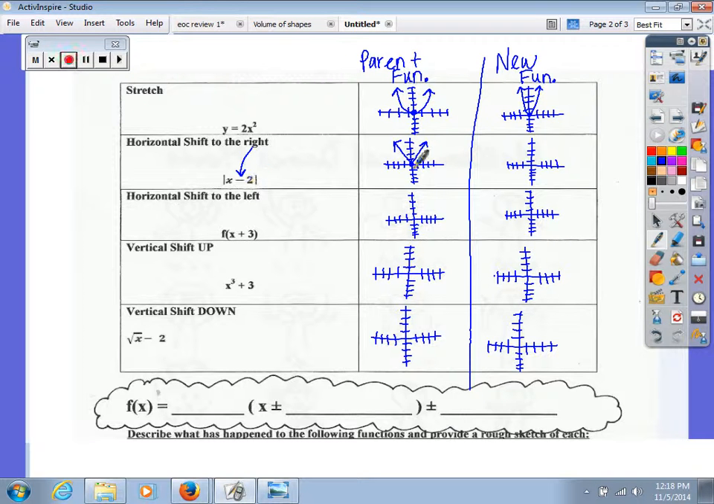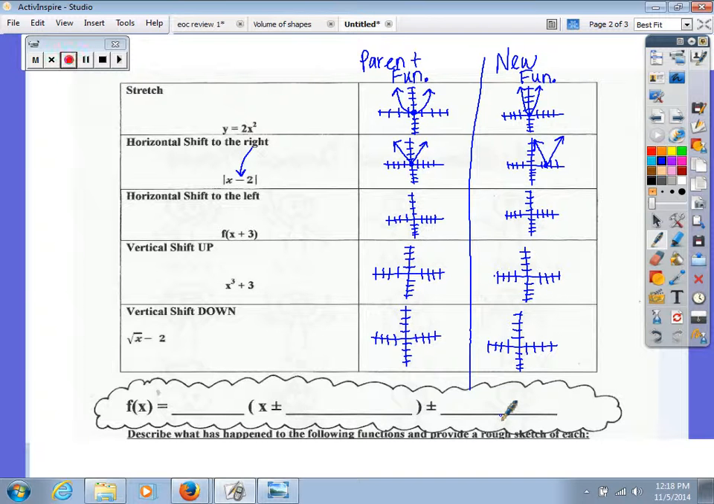So what I do is I start at my vertex, and this is just like translations in 8th grade whenever you slid geometric shapes over. But I'm going to count for my vertex, and I'm going to count to the right 2, so 1, 2, and then I draw my shape there. But since this is only the parent function, and this is the new function, I'm going to draw it here. So if I was to start at 0, 0, I'd go to the right 2, put a dot, and there we go. Make sure it's a V.